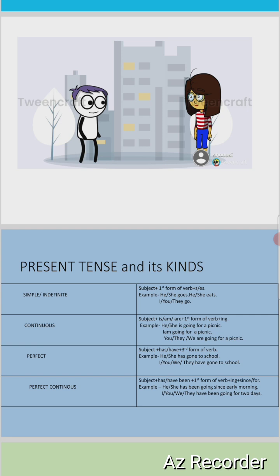With the present perfect continuous, the subject and the helping verb is has or have been, with the first form of the verb, ing is added, plus since or for. Since is for the point of time, for is for the period of time. For example, he or she has been going since early morning. Or the plurals, I, you, we, or they have been going for 2 days. Either of these plurals can be applied.